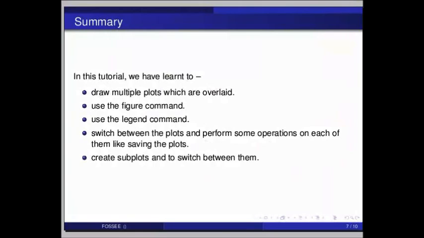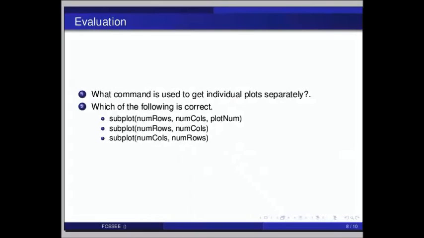So here are some self-assessment questions for you to solve. The first one, what command is used to get individual plots separately? Then the second one, which of the following is correct? Subplot num rows, num columns, plot num. Then the second option is subplot num rows, num columns. Then the third one, subplot num columns, num rows.